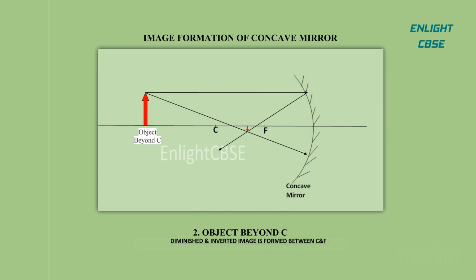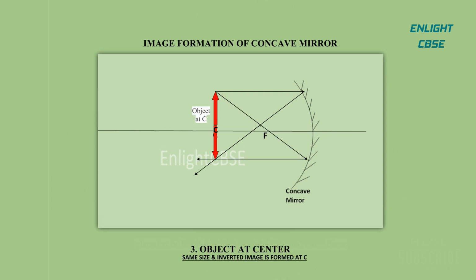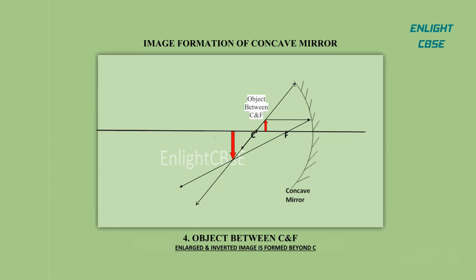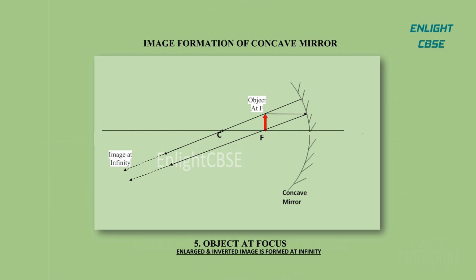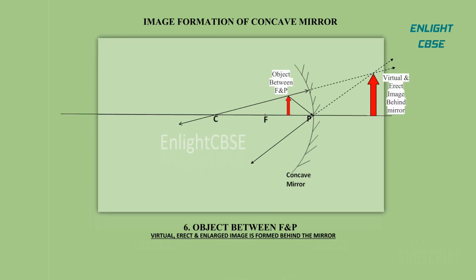When the object is beyond C, the image formed is diminished, inverted and formed between C and F. When the object is at center, same size and inverted image is formed at C. When the object is between C and F, the image is enlarged, inverted, and is formed beyond C. When the object is at focus, the image is enlarged, inverted and formed at infinity. When the object is between F and P, the image is virtual, erect and enlarged, and the image is formed behind the mirror.